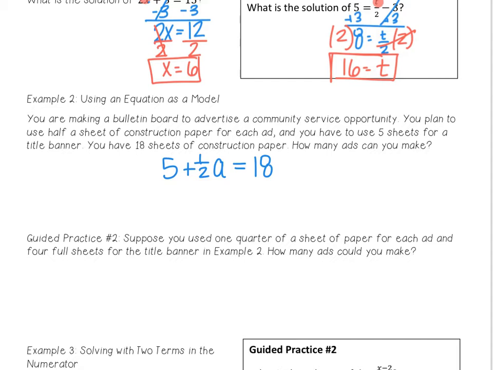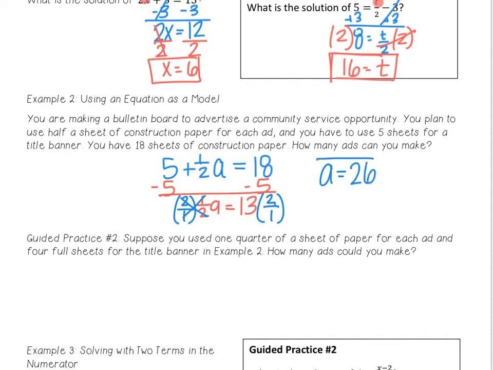Now we just solve this equation. First, we're going to subtract 5, and we get 1/2 A equals 13. Then, what we have in front of the variable is a fraction. Anytime you multiply a fraction times the variable, you can undo that by multiplying by the inverse or the reciprocal. So, you get A equals 26 over 1, which is just 26. You can make 26 ads.